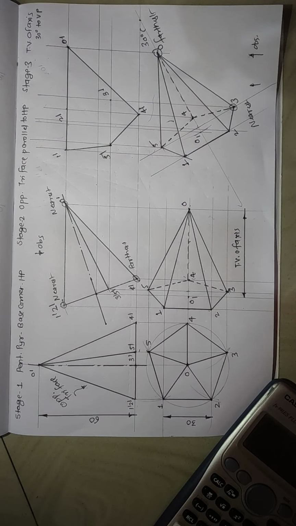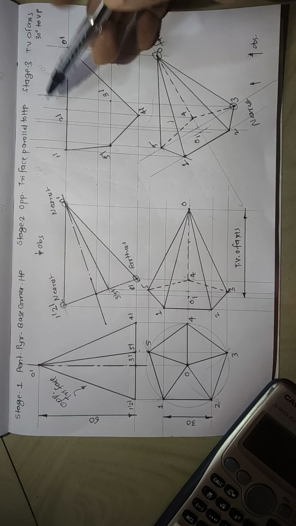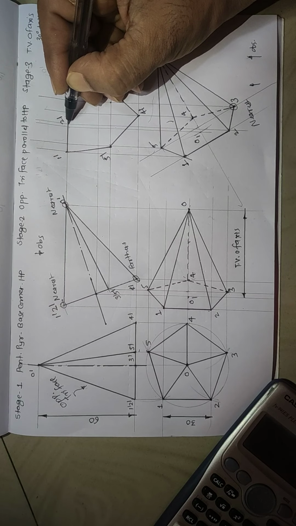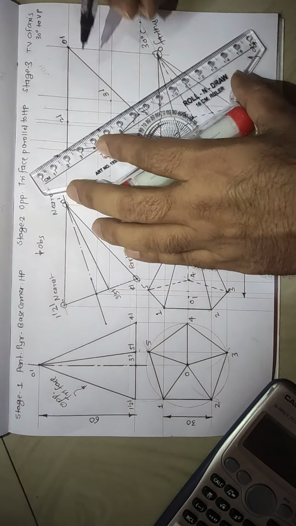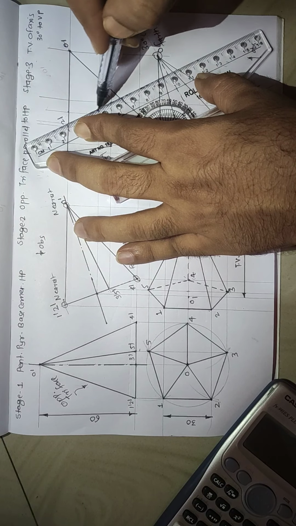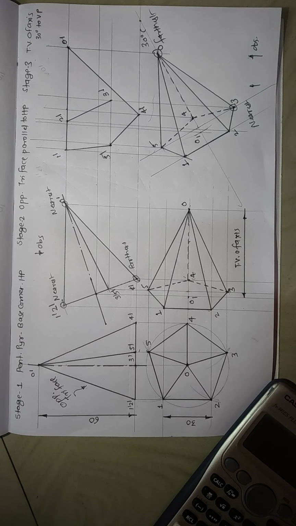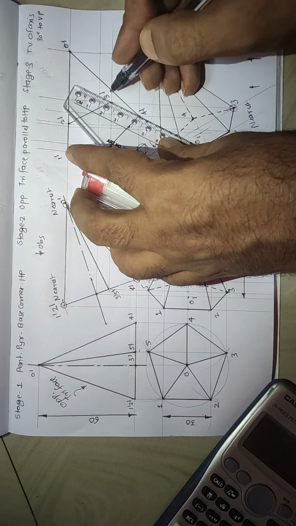Now you have to join the remaining points. 1 to 2 is connected. 2 to 3. This point is 2. 2 and 3 is not connected, but point 3 is nearest, so it must be a dark line. So 2 to 3 will be a dark line. Now 3 to 4, 3 is towards the observer, nearest, so it must be a dark line.